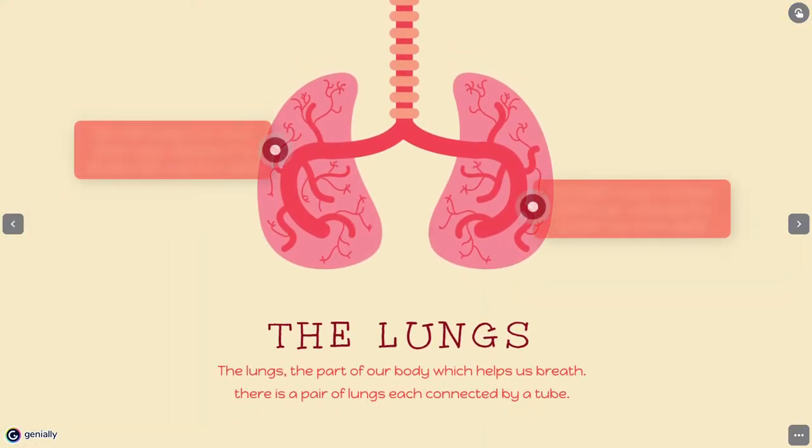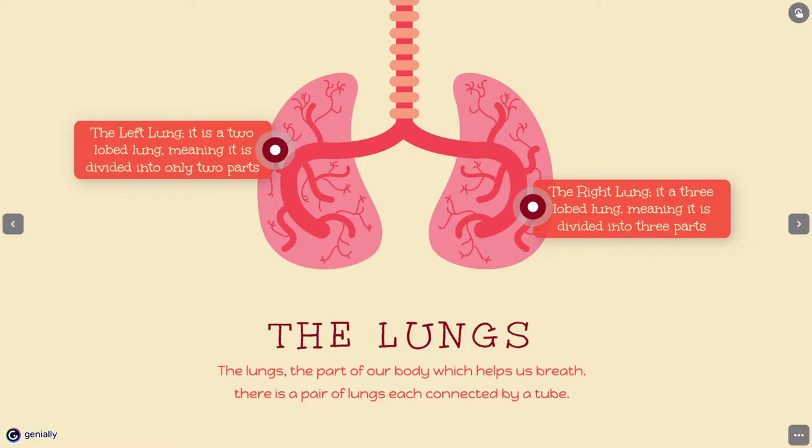Our first organ which we are going to talk about is the lungs. The lungs are the part of our body which help us breathe, and they are two in a pair connected with the tube. We will learn about them because they are in the trachea part. There are two, one is the right lung and one is the left lung. The right lung is three-lobed, meaning if you could cut the lung into parts, you can easily separate it into three parts. While the left lung is two-lobed, meaning if you cut it into parts, two parts can be easily obtained.